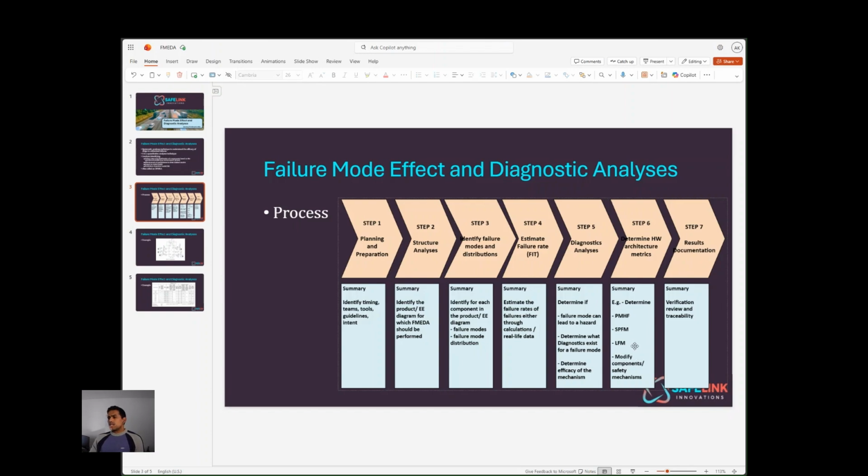Now, once we determine these metrics, we then need to decide whether the components and the diagnostics we are using are good enough or not. If they are good enough, all good. If they don't hit the metrics that we want for PMHF, SPFM, and LFM, then we've got to do something about it: change the components, improve the diagnostics, or a combination of both. And then you have the final step, which is to perform a verification and establish traceability between components, failure modes, PMHF, SPFM, and LFM.